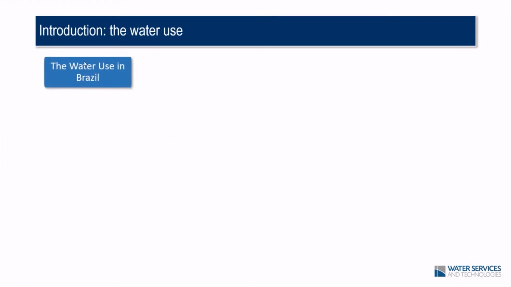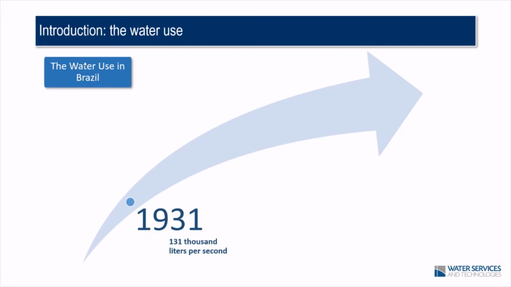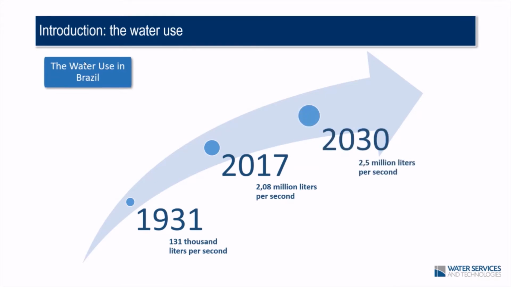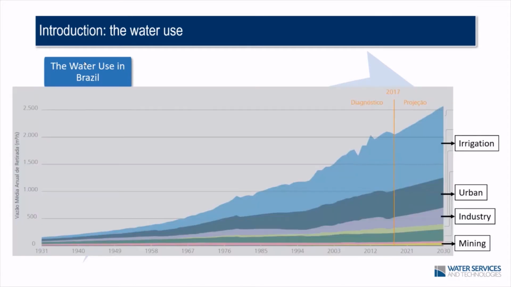Just as an example, I'm going to show you the water use situation in Brazil. A little history here. In 1931, in Brazil, 131,000 liters per second of consumptive use water was used. In 2017, this number jumped to 2.08 million liters per second, and it's expected that in 2030, in Brazil, we're going to use 2.5 million liters per second. A chart that shows you the history of the evolution of the different water uses.